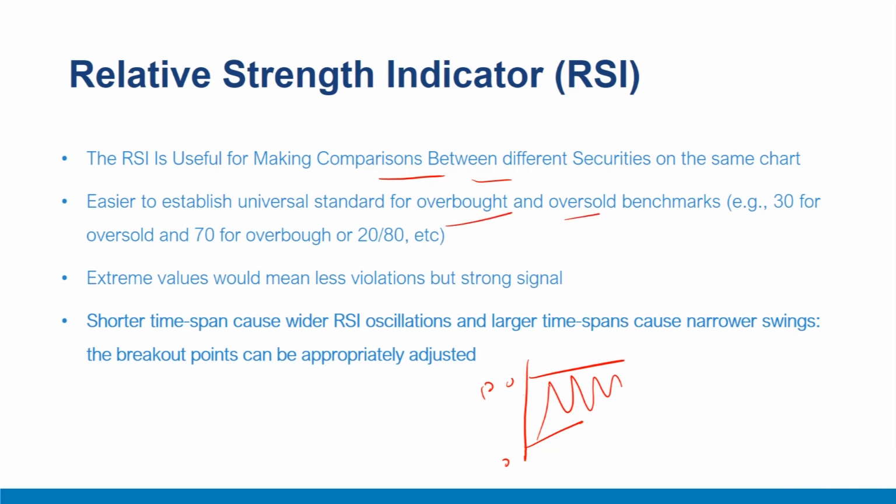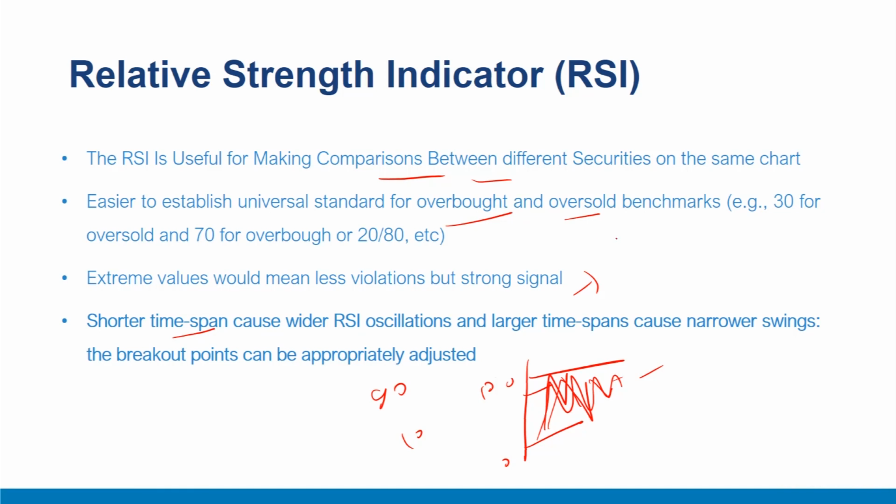For example, 70, 30 or 80, 20 overbought and oversold levels, as we discussed in the previous videos about overbought and oversold levels. If the overbought and oversold levels are too extreme, like 90, 10, these values would mean fewer violations, but if there is a violation, the signal would be very strong. Also, the choice of these overbought and oversold levels and violation would be determined by the time span as well.